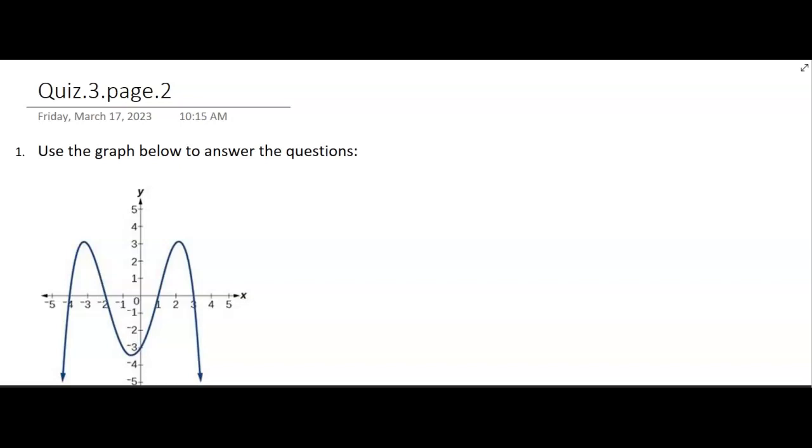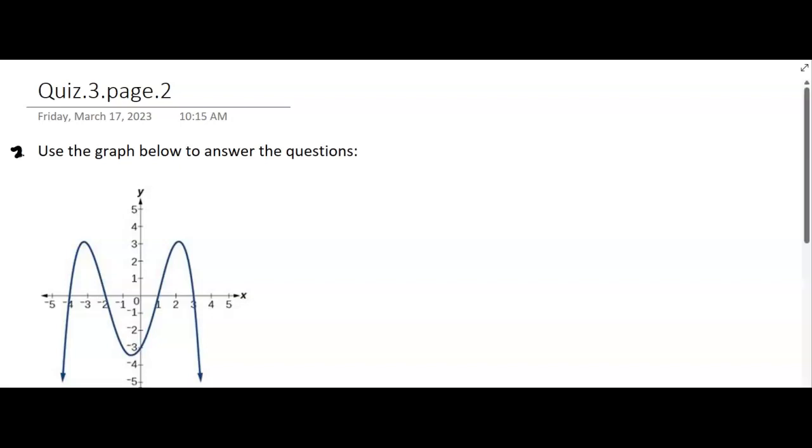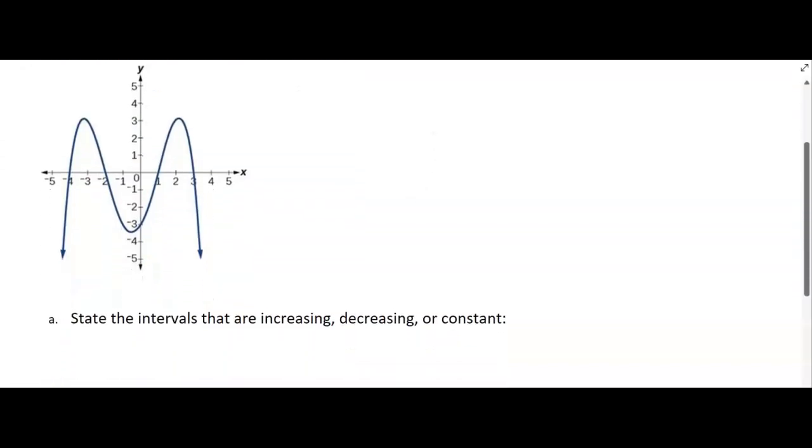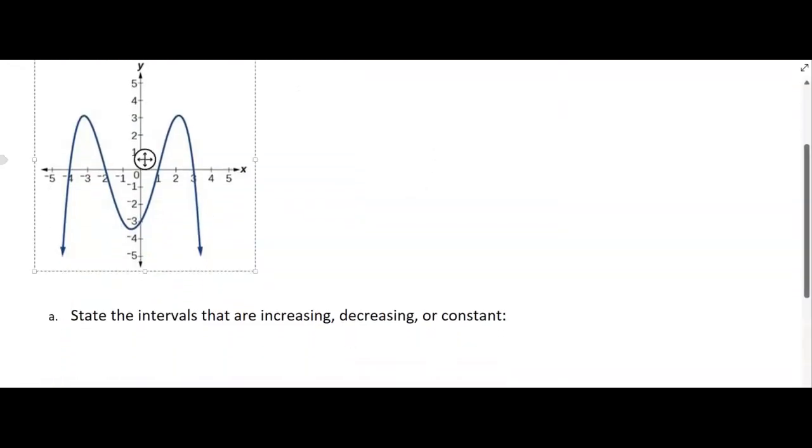So one of the reasons I decided to make the videos for this quiz and not just put the answer key in Canvas was for this next problem here, which by the way is problem 3 and not problem 1. Okay, so we have this graph here. You can see it's kind of like an uphill and a downhill and an uphill and a downhill kind of thing. Okay, so it says state the intervals that are increasing, decreasing, or constant. There was a lot of confusion on this problem.